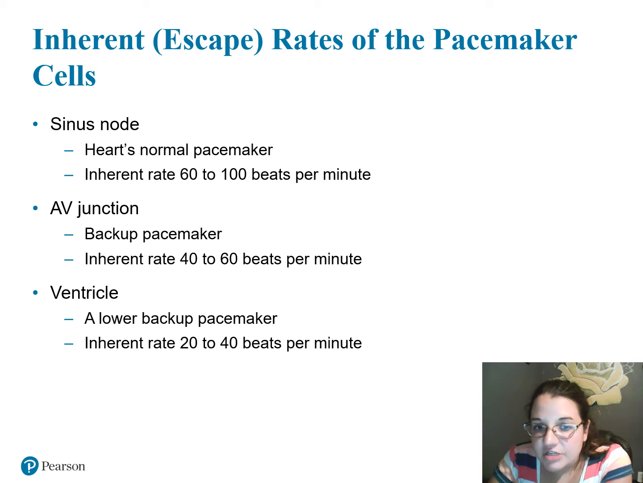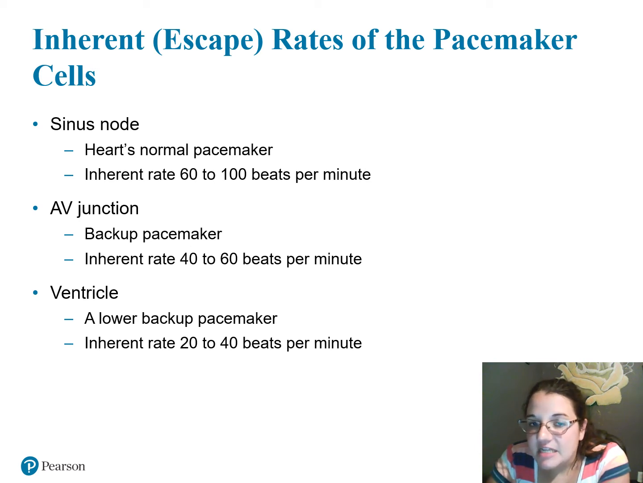Your sinus node has an inherent rate, meaning it can send an impulse that will cause your heart to beat 60 to 100 beats per minute. Your AV junction is the backup pacemaker. So let's say my sinus node's not working, AV needs to start making my impulses. That rate can only be 40 to 60 beats per minute. It's going to be a slower rate. And then my ventricles are a lower backup pacemaker, and the inherent rate is 20 to 40 beats per minute.